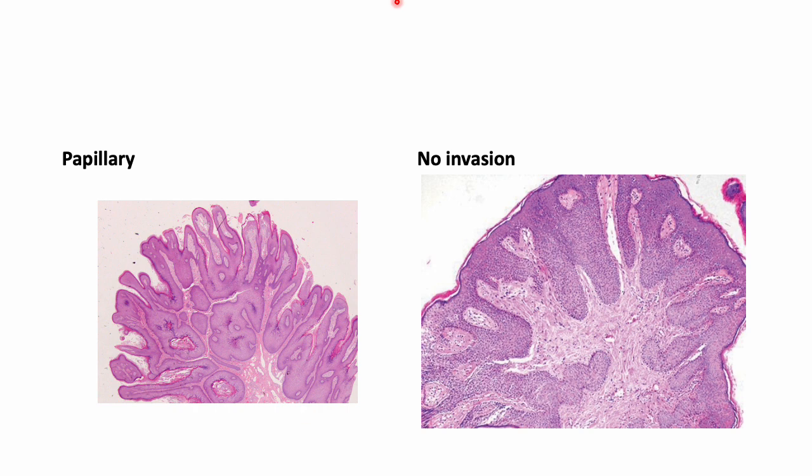And how to describe this lesion? You should say the presence of papillary projections, this part here. To say that this is papillary, you should see something like villi in the small intestine. So it's coming out like this. So this is a papillary structure. And number two, you should say, as I mentioned, there's no invasion.